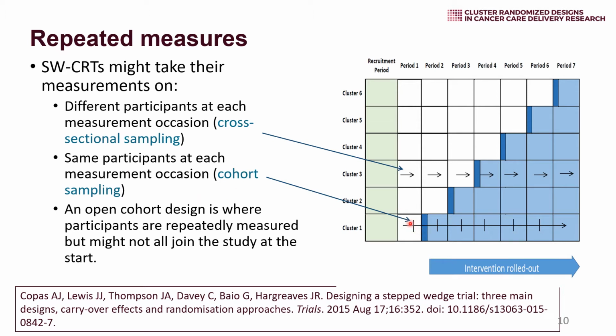So for example, here's one person in cluster 1, and that person is repeatedly measured in each of the different study periods. And then an open cohort is a design where participants are repeatedly measured, but they might not all join the study at the start. So just like in other cluster designs, stepped wedge designs can either take a form where they use cross-sectional sampling or cohort sampling, sometimes a mixture, and sometimes this modification of an open cohort design.